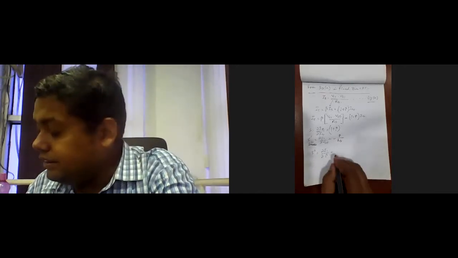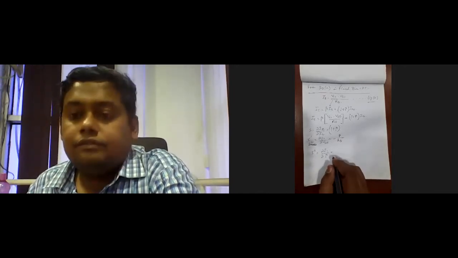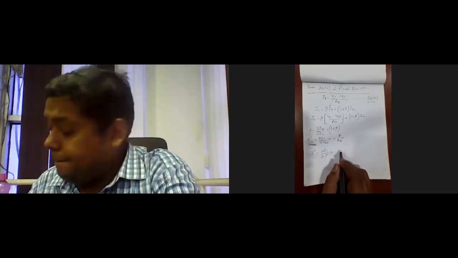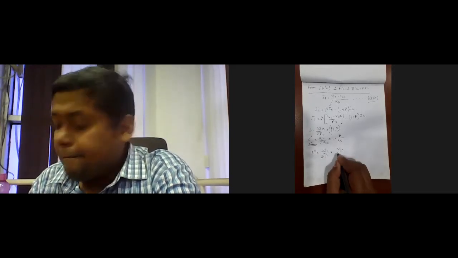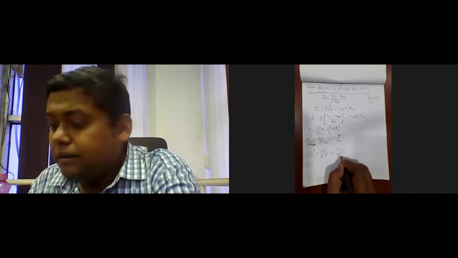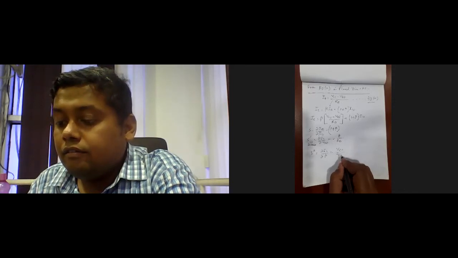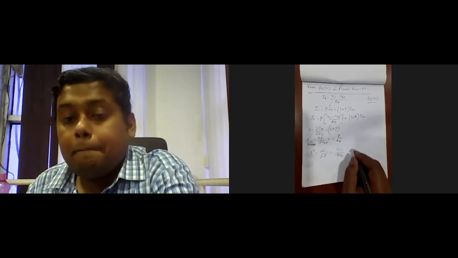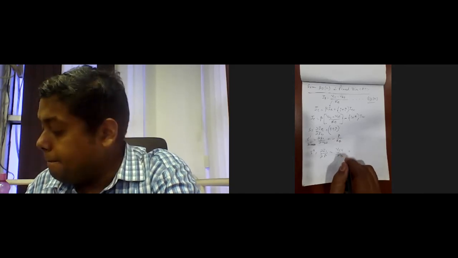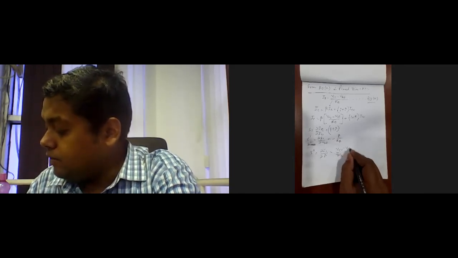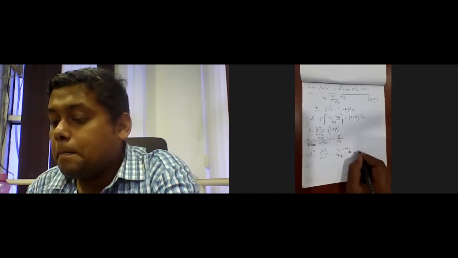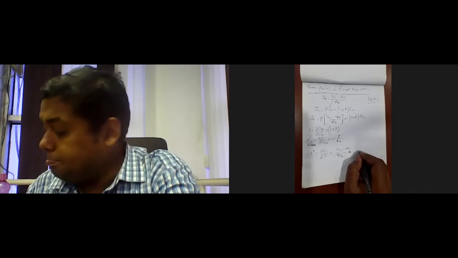And next, del IC by del beta. So it is (VCC minus VBE) by RB, that is VCC by RB, and there will also be a minus VBE by RB, plus ICO.